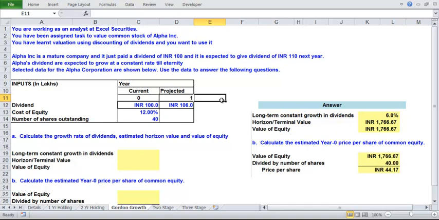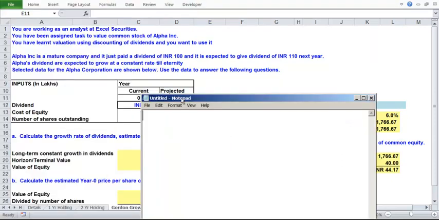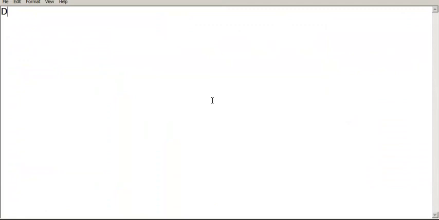Now, how is this Gordon growth formula arrived at? We will try to understand this Gordon growth formula. Assuming the company has paid a dividend of D0 and the dividend is growing at a rate of g, the next period dividend will be D0 into 1 plus g. The next period dividend will be D0 into (1 plus g) whole square, and so on till infinity. So this is the dividend.